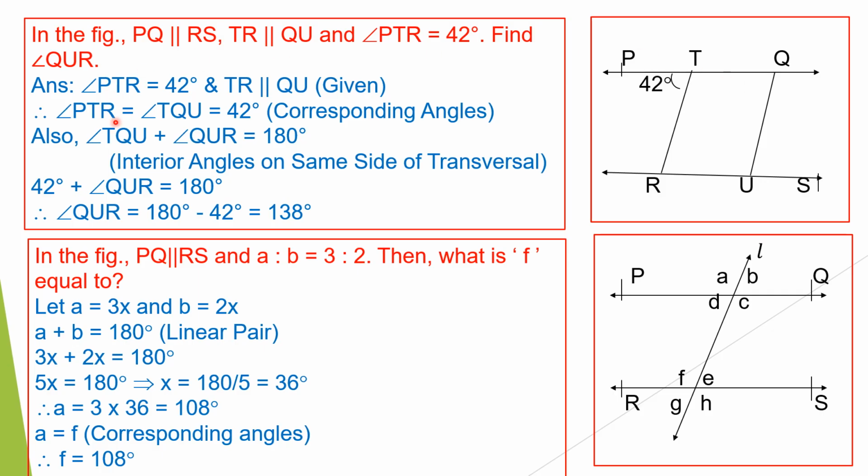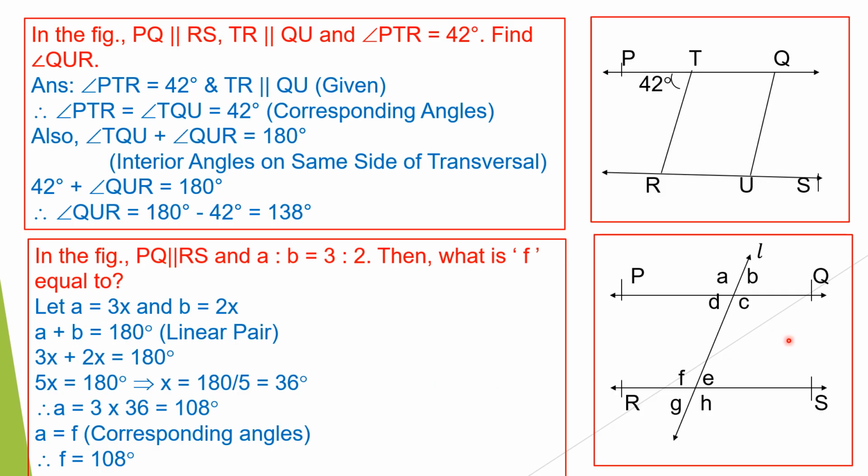Angle TQU equal to 42 degrees. We want to find this angle only, and these two are a pair of angles on the same side of the transversal. So if this angle is 42, this angle you will get 180 minus 42, 138 degrees. So angle QUR equal to 138 degrees.